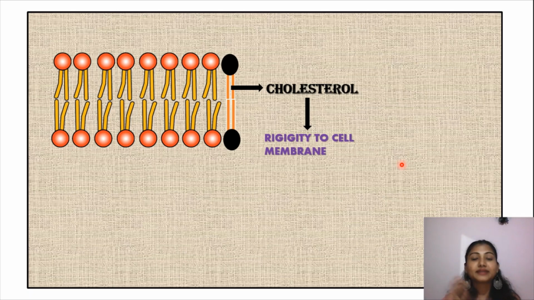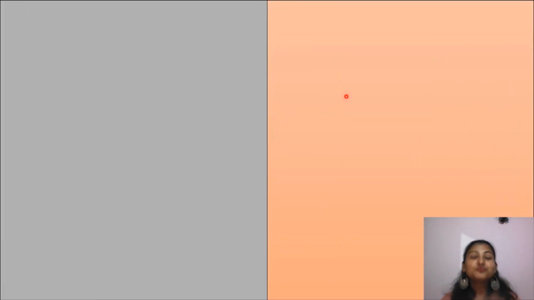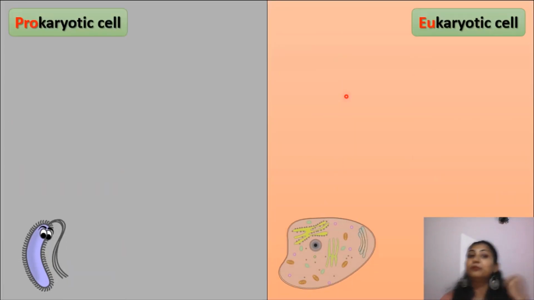Now students, as I mentioned, there are some differences between the prokaryotic cell and the eukaryotic cell. The cell membrane of both cells is exactly the same, but there are some minor differences. We'll be jumping on that. That minor difference is the cholesterol molecule. So let's move further with the differences between the prokaryotic cell and the eukaryotic cell.